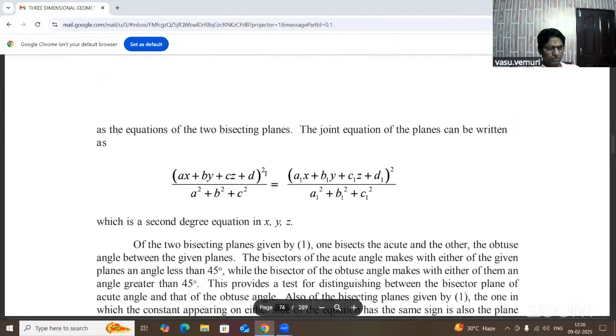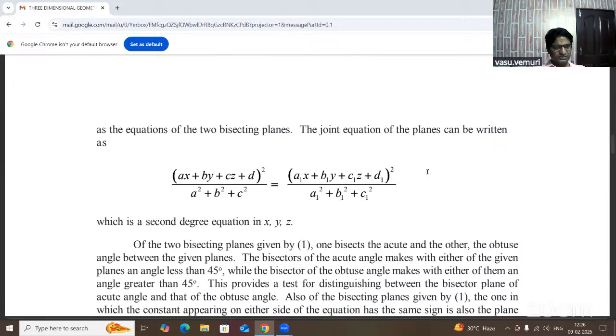Now see this. The joint equation of the two bisecting planes can be written as (ax plus by plus cz plus d) whole squared by a square plus b square plus c square, equal to the corresponding square for the other plane, and again we take the square root.